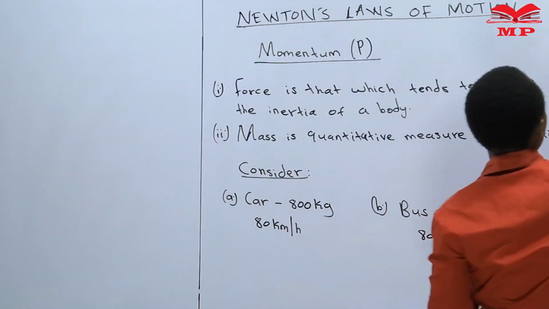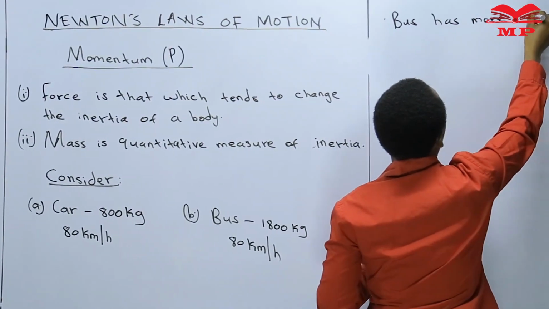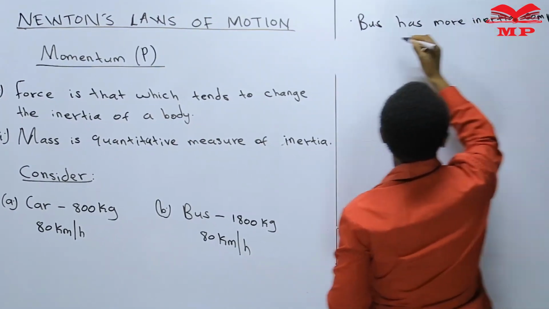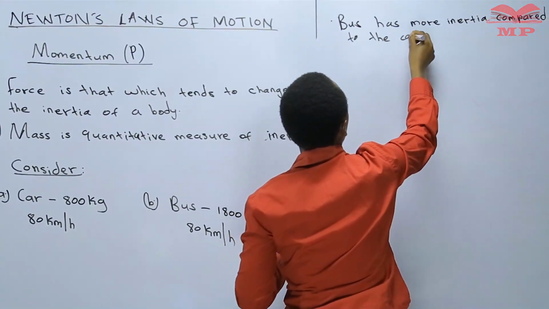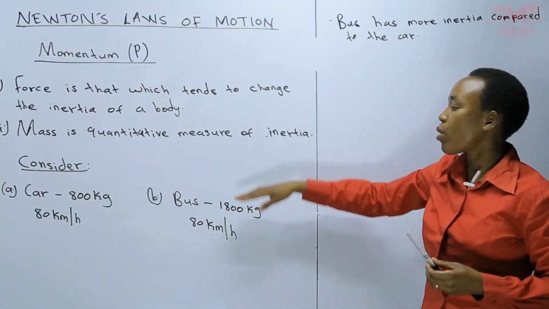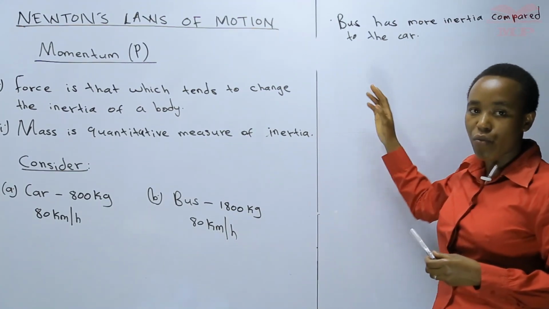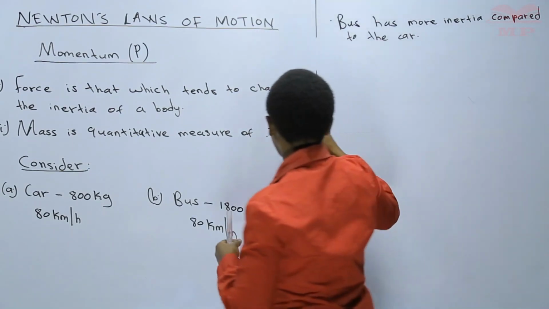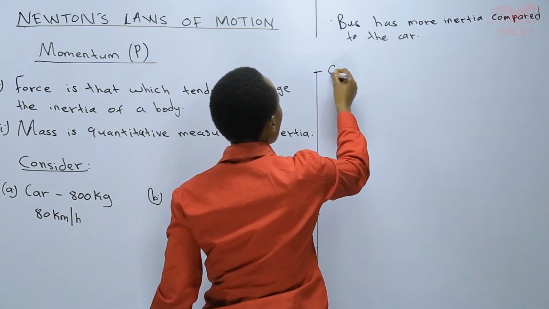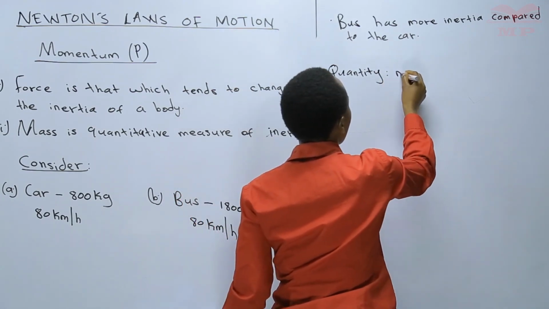The bus has more inertia compared to the car, because the bus has more mass, and we have seen that mass is a quantitative measure of inertia. So this is as a result of inertia. Again, we can explain all this using another quantity, which we refer to as momentum.